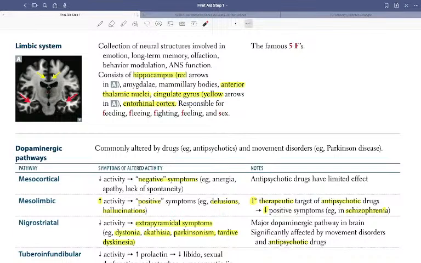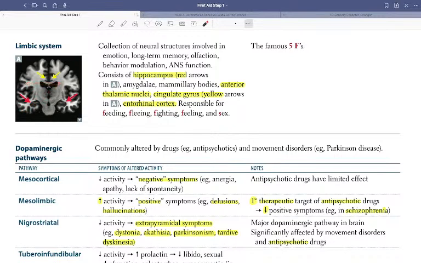So let's see the limbic system. Obviously it is neural and emotional. What are the hippocampus, amygdala, mammillary bodies? This is important. So limbic system: hippocampus, amygdala. You can see here A is the hippocampus, then the amygdala, mammillary body, anterior thalamic nucleus, cingulate gyrus. Those are the yellow ones, and the red arrow is the hippocampus. This is the hippocampus, this is the cingulate gyrus.